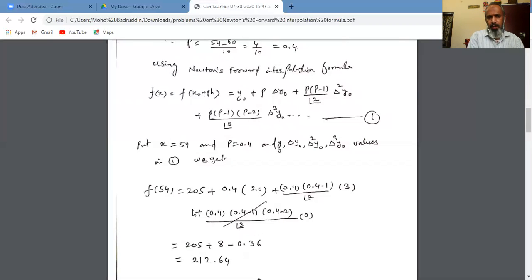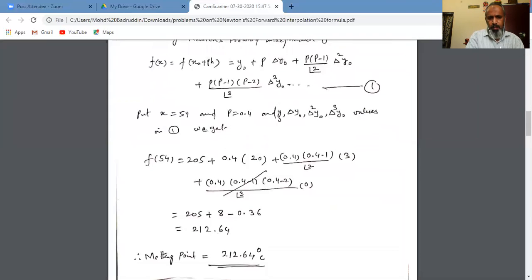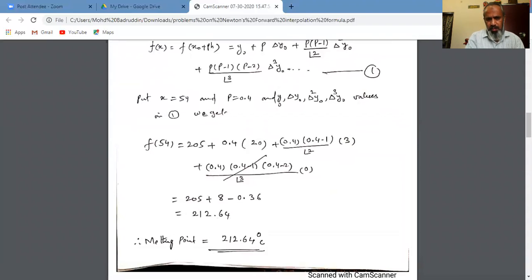We get only f of 54 is equal to 205 plus 20 into 0.4, that is 8. Then this is 0.4 into 0.4 minus 1, that is minus 0.6, into 3 by factorial 2, which is 2. So we get this value with a negative sign, that is 0.36. After simplification, we get the value of f of 54 is equal to 212.64. So what is f of 54? It is nothing but the melting point at the percentage of lead 54.